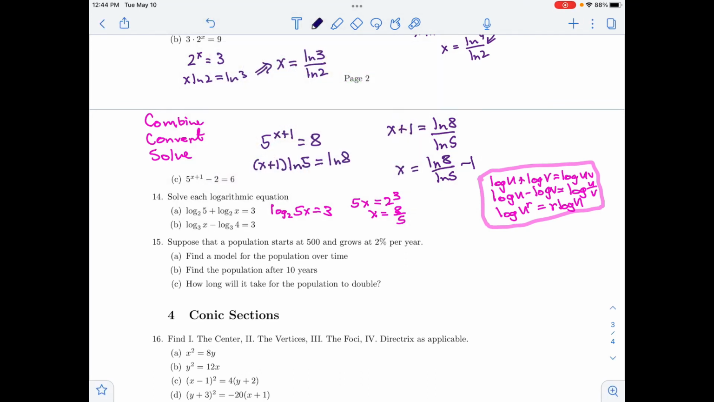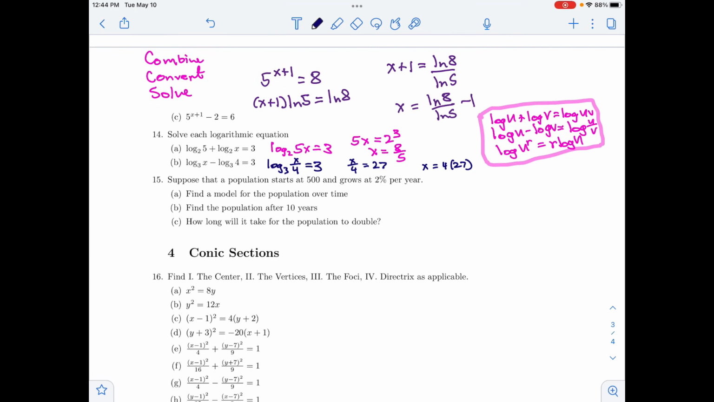Okay, now on this one, we combine. So we've got log base 3 of x over 4. Convert. 3 to the third is 27, and then multiply by 4. Yeah, there we go.